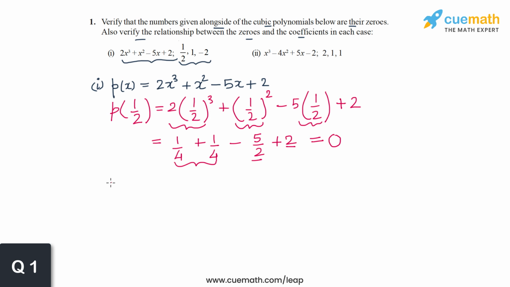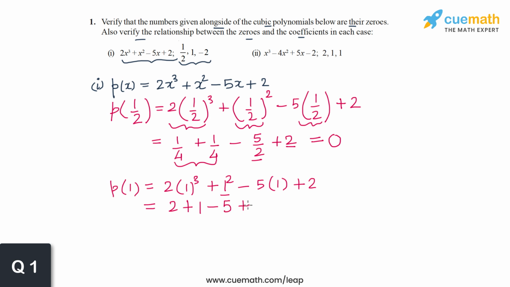Now let's find p of 1. So p of 1 will be equal to 2 times 1 cube plus 1 square minus 5 times 1 plus 2. So this is equal to 2 into 1 cube, which is 2, and then we have 1 square, so that's 1, and then we have minus 5 times 1, so that's minus 5, and then plus 2. So 2 plus 1 is 3, 3 minus 5 is minus 2, minus 2 plus 2 is 0. So p of 1 is also 0, which means that 1 is also a 0 of p(x).